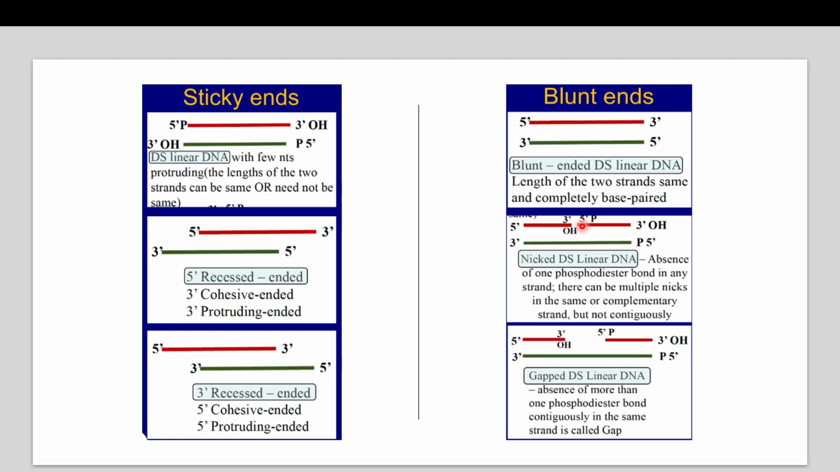However, it shouldn't be continuously absent. When more than one phosphodiester bond is continuously absent on a particular strand, in the same strand, then we call it a gap. Nick means only one phosphodiester bond is absent. However, if more than one phosphodiester bond is absent continuously on the same strand, then we call it a gap.